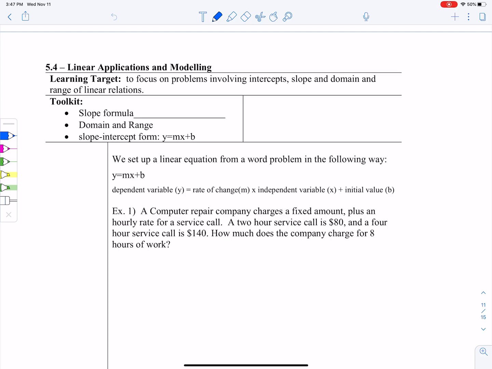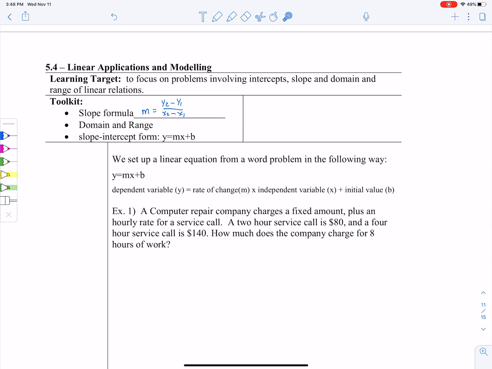This is section 5.4, linear applications of modeling. Some things to remember we're going to need in this section: the slope formula, so that's y2 minus y1 over x2 minus x1, the domain and range, and then the slope-intercept form, which is y is equal to mx plus b.